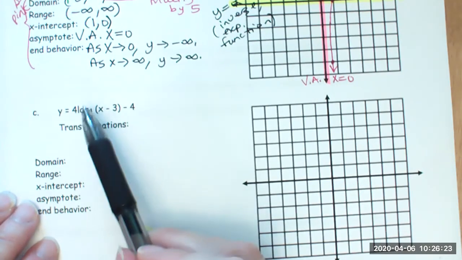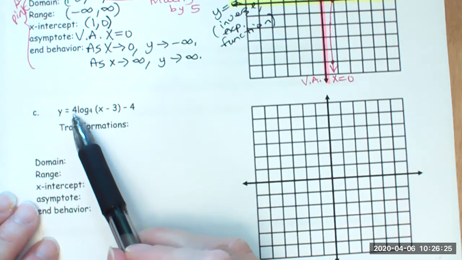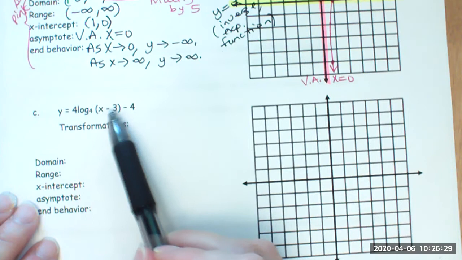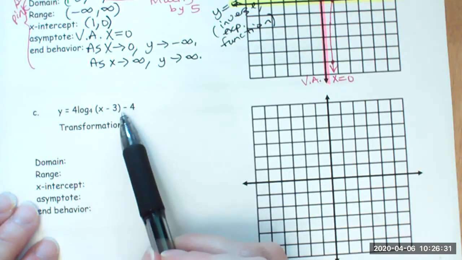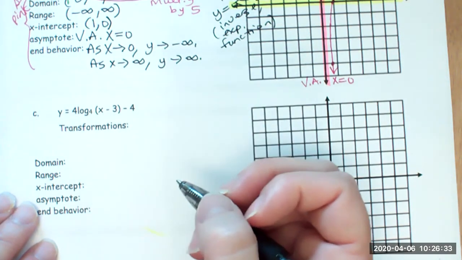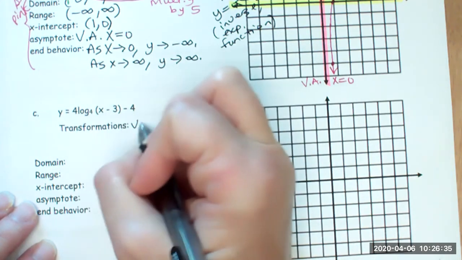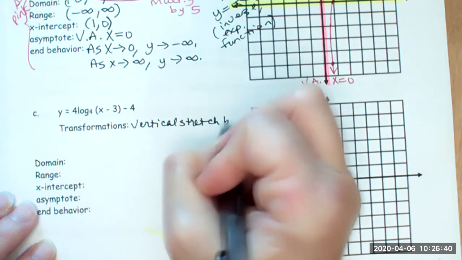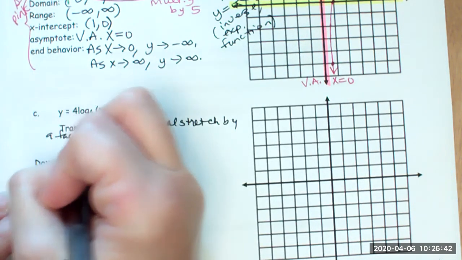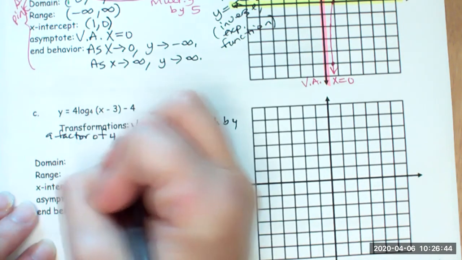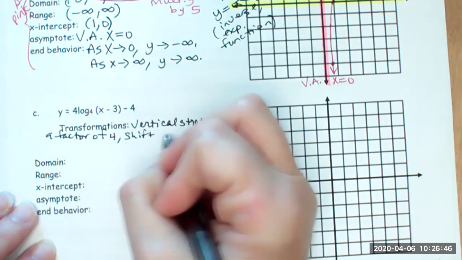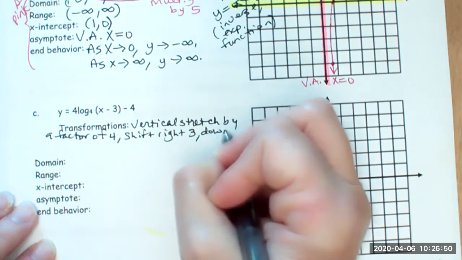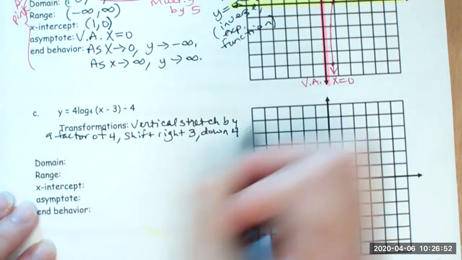We've got a vertical stretch by a factor of 4. We've got a shift right 3 and a shift down 4. Okay, so make a list of those. So we've got a vertical stretch by a factor of 4, a shift right 3 and down 4. Okay.